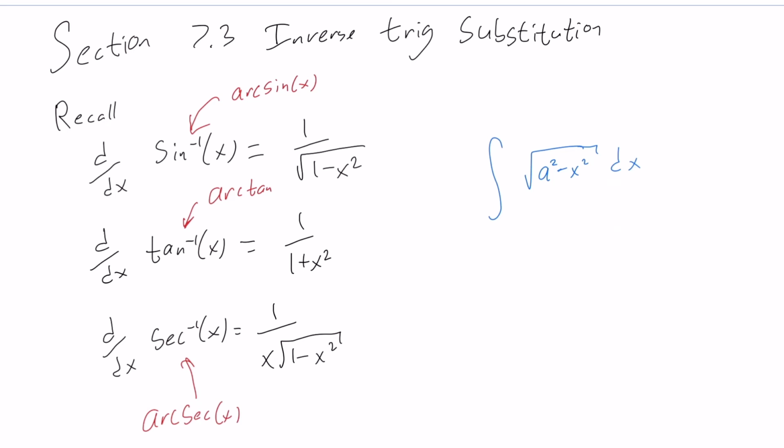So section 7.3 is all about inverse trig substitution. It's like u substitution where we specifically pick our u to work really nicely with the inverse trig functions. Okay, so let's recall why this might be helpful.